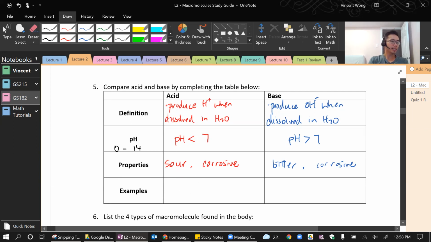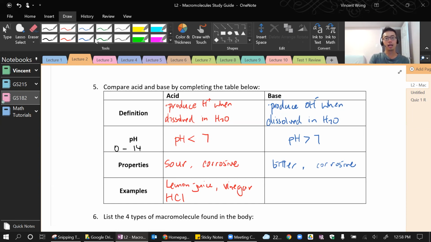Examples of acid, anybody? Yep, lemon juice is a good one. Lemon juice. Stomach acid, right, or hydrochloric acid. Vinegar. Right? All these are examples of acid.